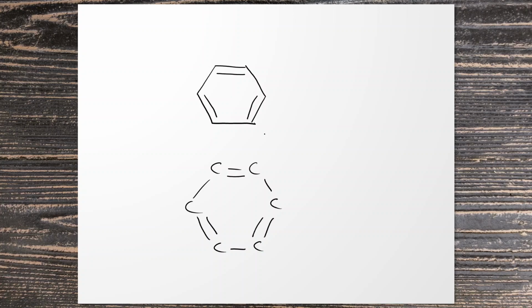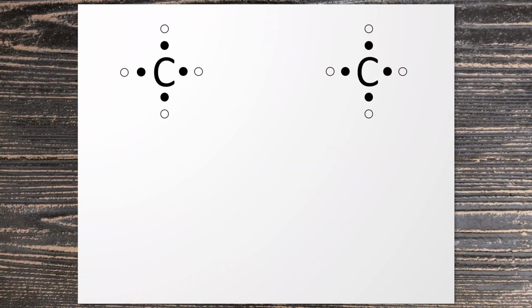Now, if we look at each of the carbons, we count how many connections there are. 1, 2, 3. So we need how many hydrogens? 1. Let's look at the next one. 1, 2, 3. Again, we only need 1 more hydrogen. And you can assume now that they will all be exactly the same since they all have the same connections. They all need 1 hydrogen. We can go around and count. There are 1, 2, 3, 4, 5, 6 carbons and 1, 2, 3, 4, 5, 6 hydrogens. That is our benzene.